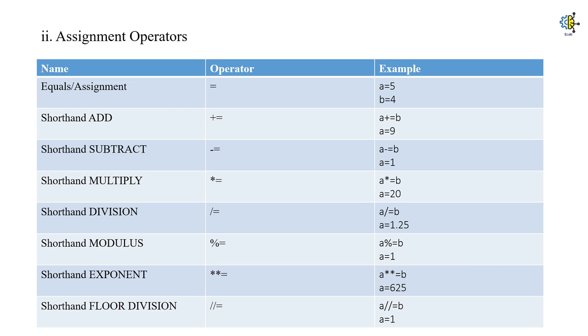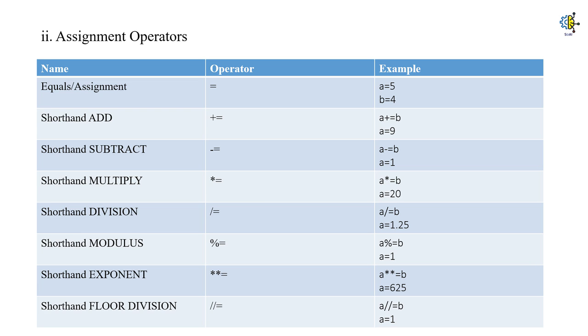You can use the shorthand division operator to do the division of A and B, and subsequently the value, which is 1.25, will be stored in the left-hand variable, which is A. You can use the shorthand modulus operator to store the remainder left after division and get the value assigned to the left-hand variable. So if you do A mod equals B, you'll get the value 1 inside A.